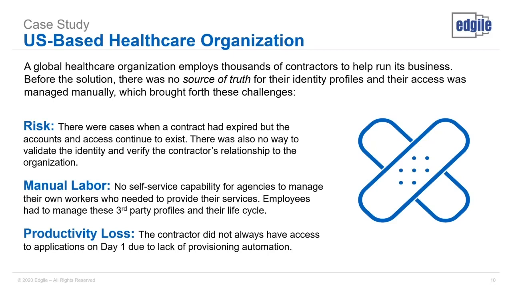Second is manual labor. So with no self-service capability for agencies to manage their own workers who needed to provide their services, they relied heavily on internal sponsors and internal people within the organization to enter that information for them, not to mention pass their personal information in some cases across insecure methods to get that done. And then third is productivity loss. Because of all these complex processes, it's not unusual at all for a contractor to be sitting on their hands a little bit and not able to do their work on day one, because these processes take a long time or something was missed.